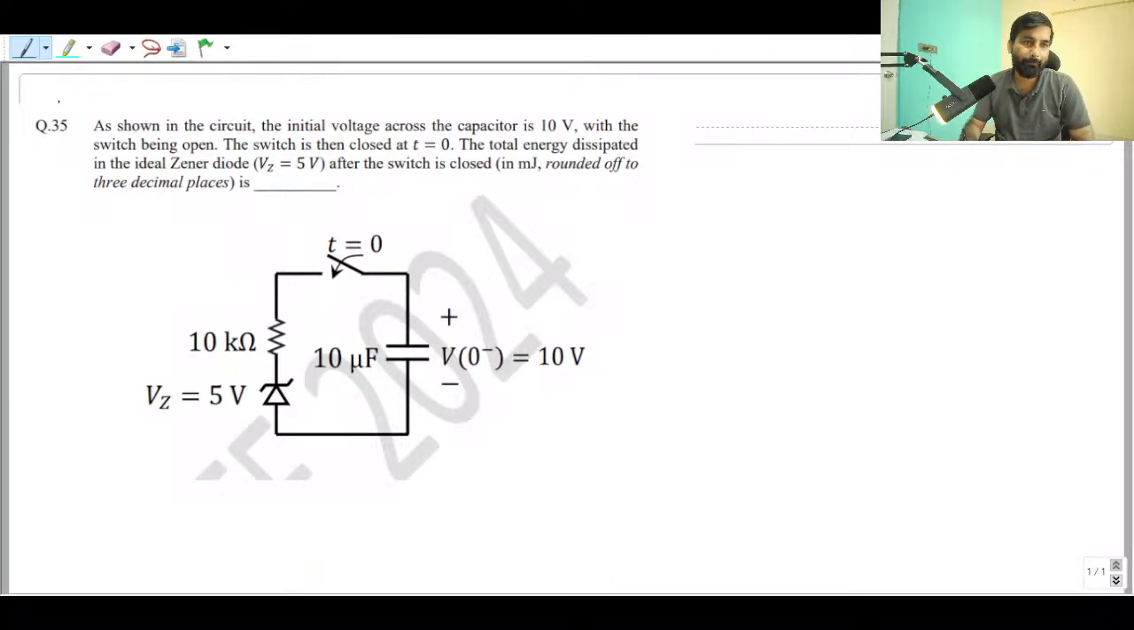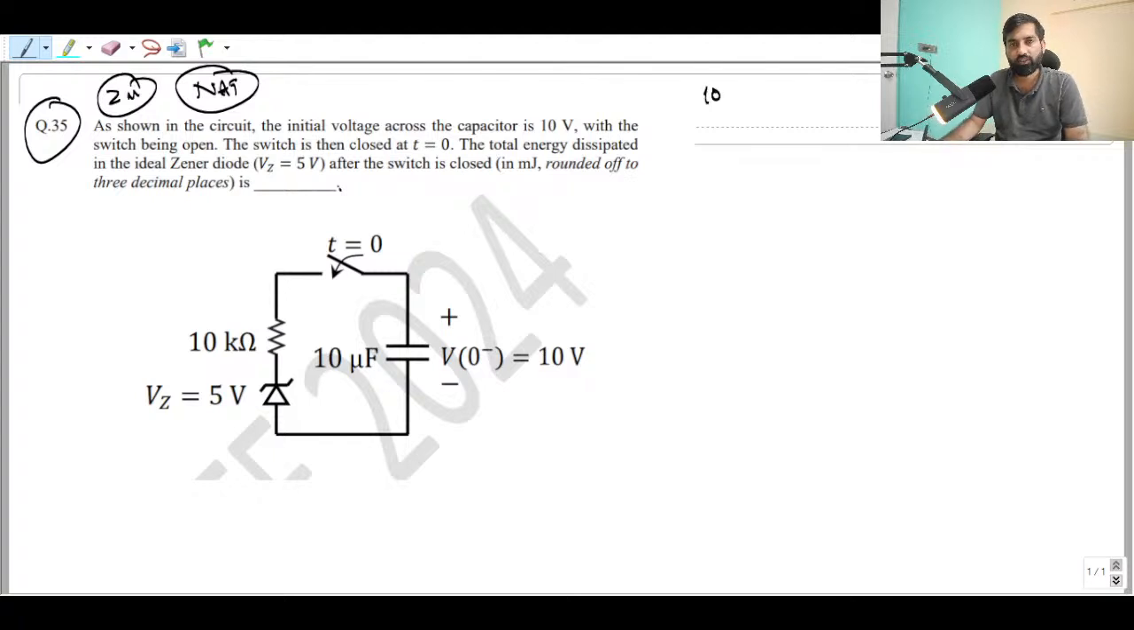As you can see, this question was 2 marks, from network theory. And again, you see this question was asked as NAT type. Almost all the questions from network theory, 10 marks, you can say 5 questions were there, right? And all 5 questions were numerical answer type. So let us solve this question.